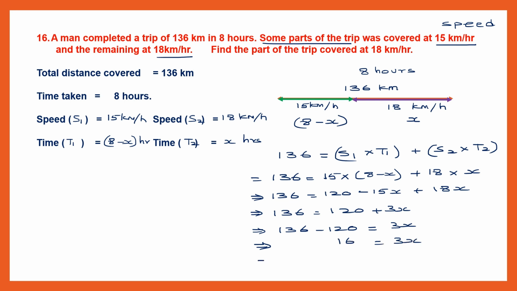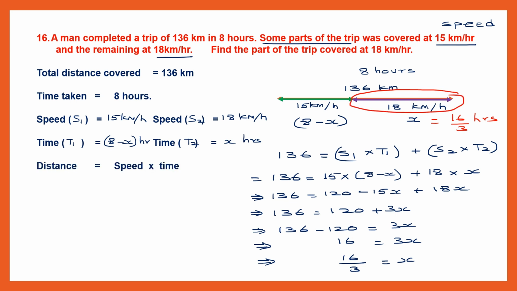So what is the value of x? x will be equal to 16 by 3. This is the value of x. And what is x? x is the time. Here we said this is the time, isn't it? So the time is 16 by 3 hours. Now we can find this distance. How can we find this distance? By using the formula distance is speed into time.